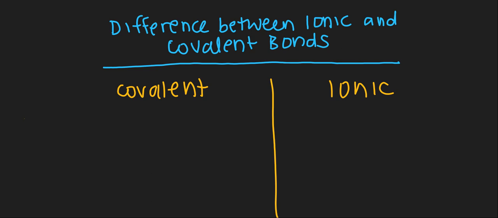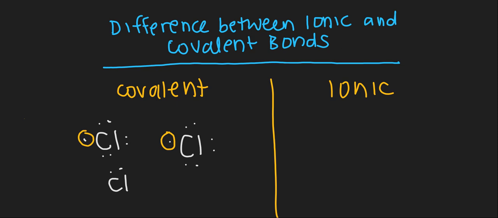So let's take a look at atoms. For example, in a covalent bond, if we have chlorine and chlorine. Chlorine has 7 valence electrons, so I'm just going to do 1, 2, 3, 4, 5, 6, 7. And chlorine also has 7. And in order to bond, if they both share an electron, then they'll both have 8. Let's see how that works.